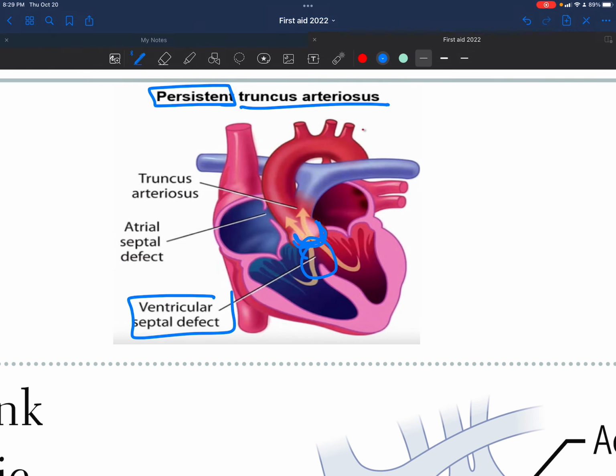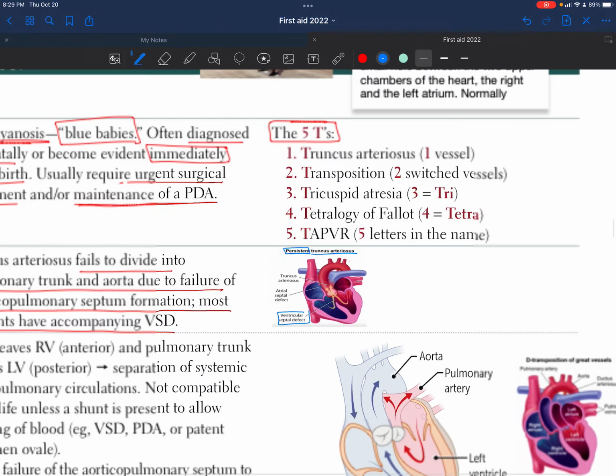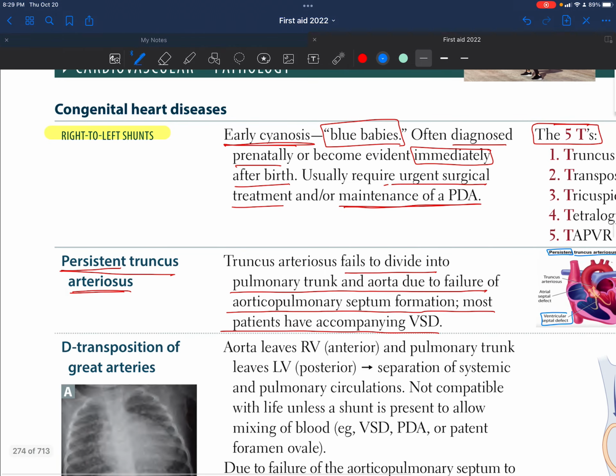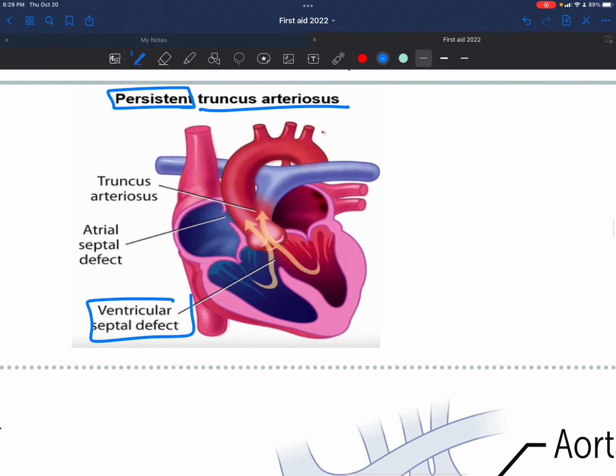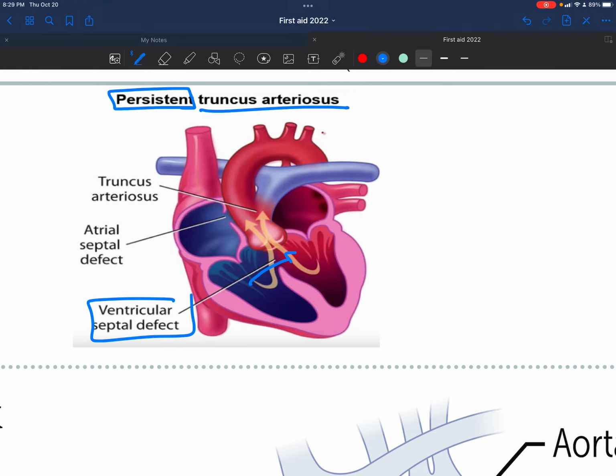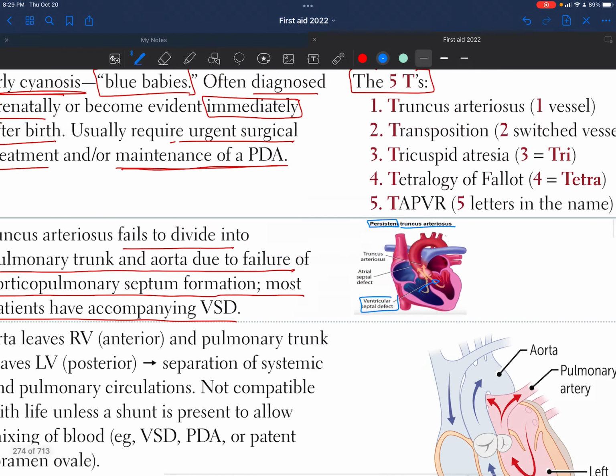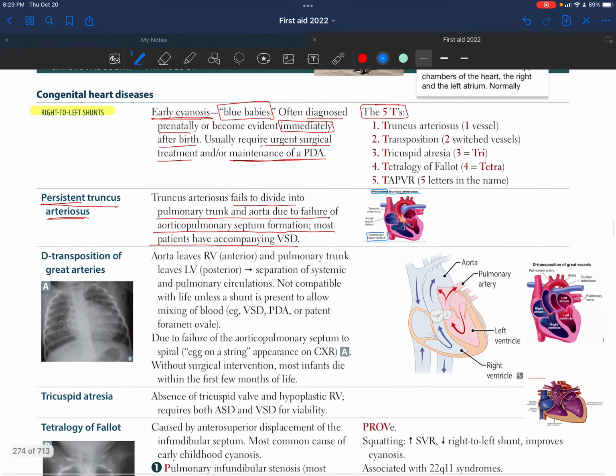It's basically just an opening between the two ventricles to allow blood transfusion. But it's not a both-ways arrow. It's just, as we said, from right to left. So the blood goes from the right side to the left side. That's the shunt. That's why we call them blue babies.